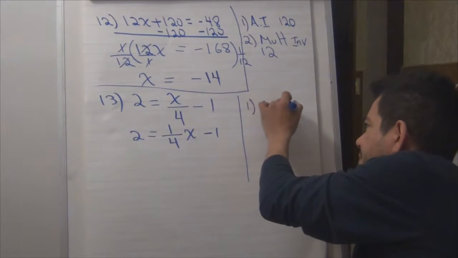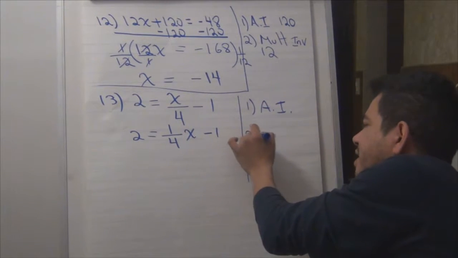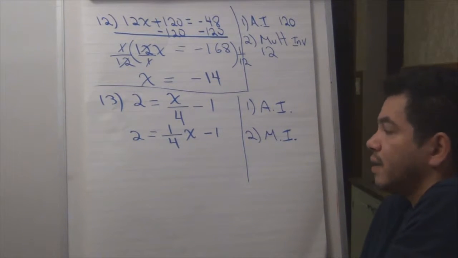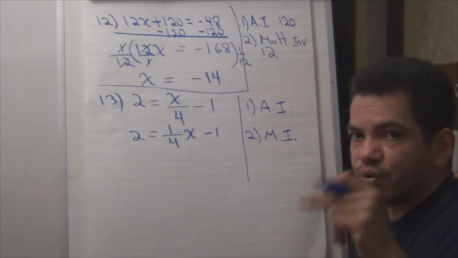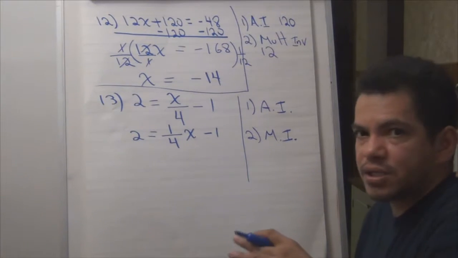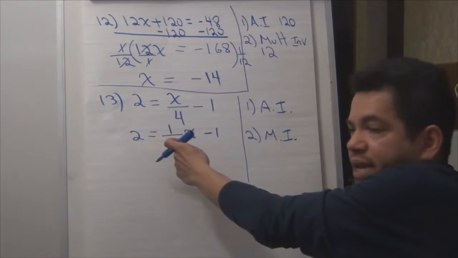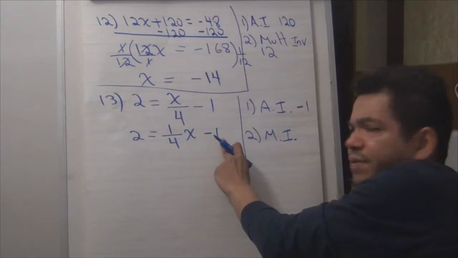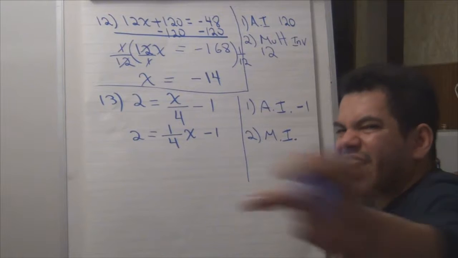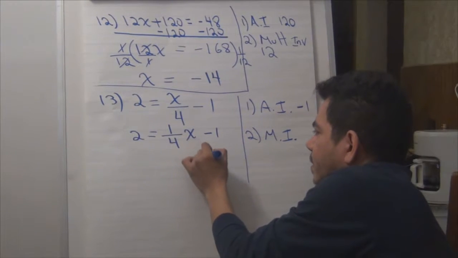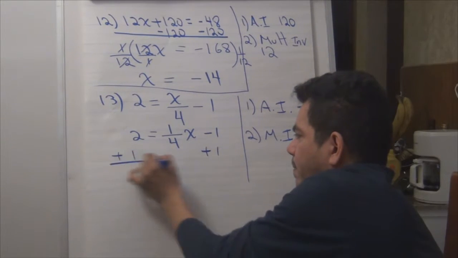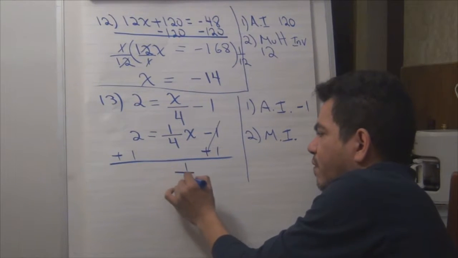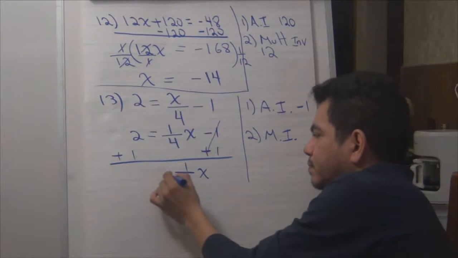So the first step is to use the additive inverse, and the second step is going to be to use the multiplicative inverse. As simple as that. Make sure you use it on the right, correct number. Don't be trying to use the additive inverse on a multiplication. No. No. So additive inverse of -1. Well, what is the additive inverse of -1? Nice. So +1 plus 1. Opposites cancel out, leaving you with 1 over 4x.